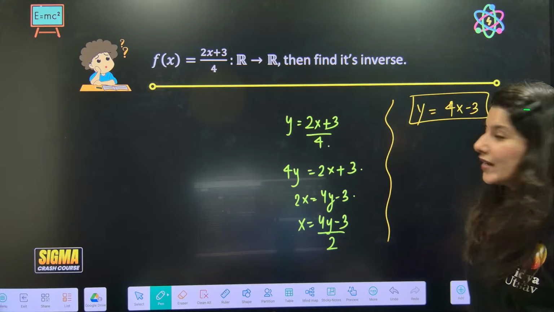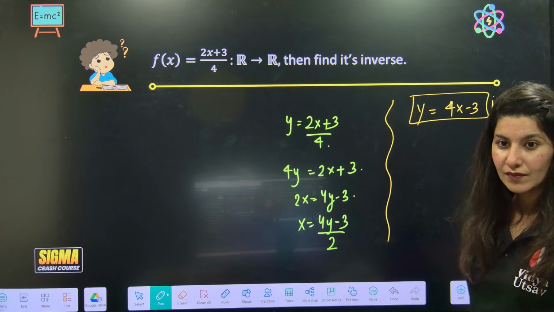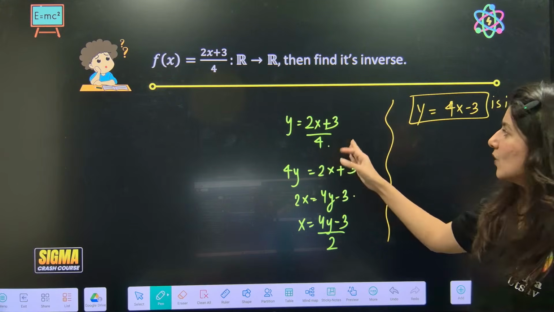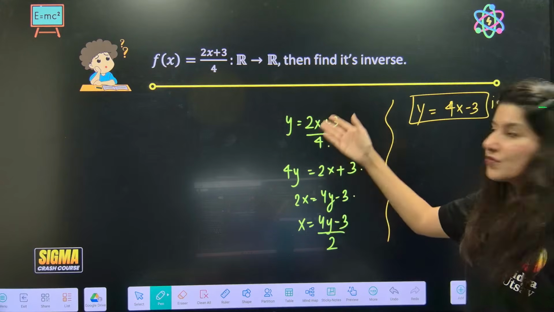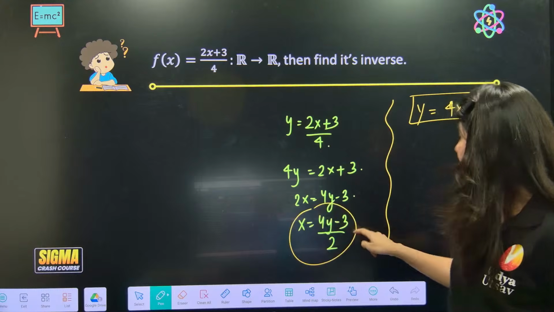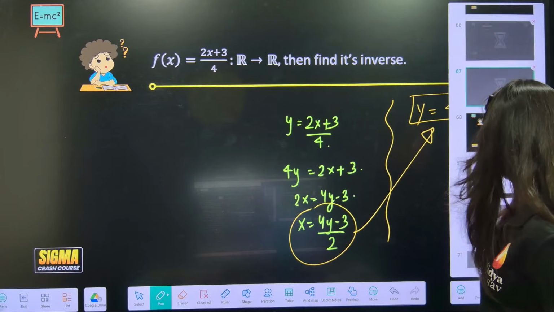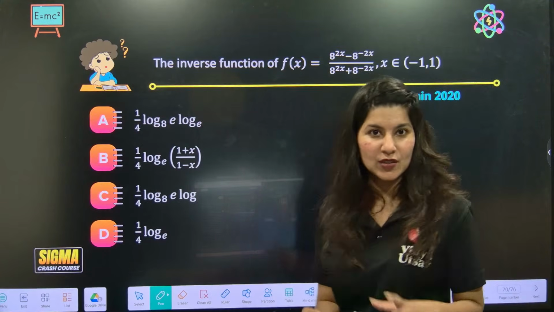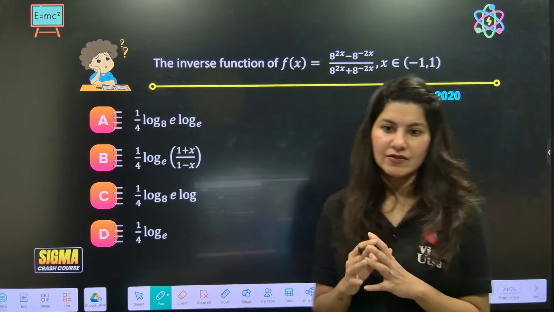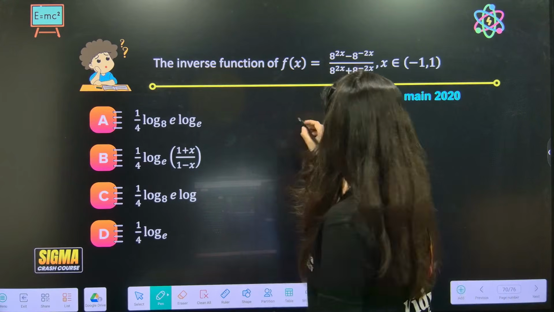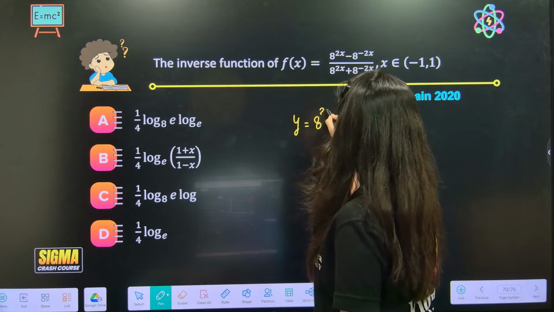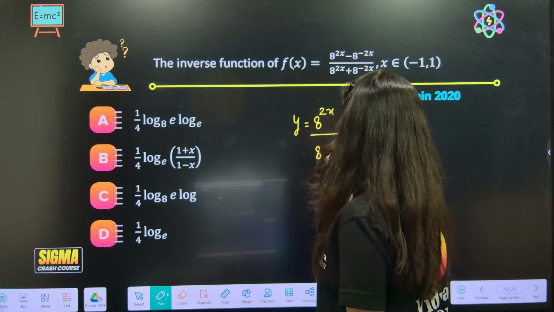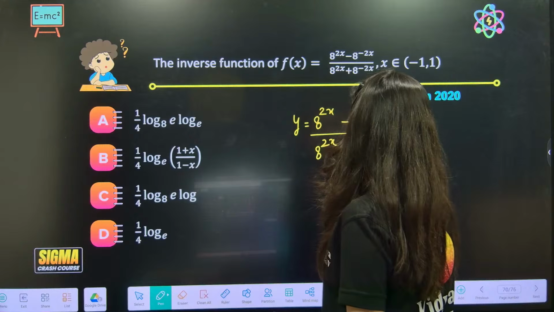So its inverse over here will be what? Just convert. So find x in terms of y, and then replace y by x. You'll get the inverse, and then we'll end it with a question over here. Ready for the question? JEE 2020 PYQ. After that, we'll be winding up the session. Let's do it. So y over here is equal to (8 power 2x minus 8 power minus 2x) upon (8 power 2x plus 8 power minus 2x).